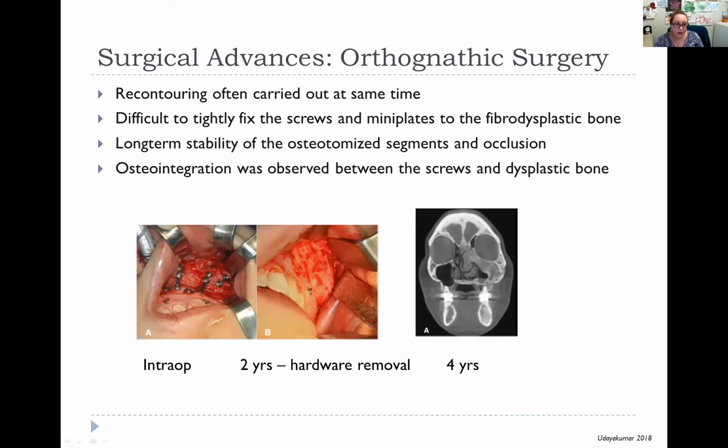Orthognathic surgery that I mentioned, as far as jaw repositioning, here are some photos. This was done intraoperatively, showing the sorts of metal plates and screws that we use. And then for whatever reason, this patient had their hardware removed after 2 years, and you can see that there still is fibrous dysplasia present, but that there was healing and union of the bone. And you can see that here on the CT scan looking from the facial perspective. So basically, the studies that have been shown as far as orthognathic surgery do show that there is long-term stability and osseointegration, which means that the screws and plates don't necessarily need to come out.